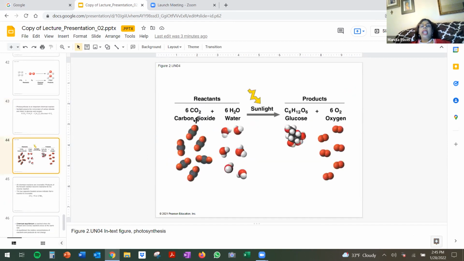So here we are looking at carbon dioxide gas and water, which are the reactants. When sunlight energy is absorbed by the plants, carbon dioxide gas is absorbed in the presence of sunlight, uses water to form glucose, and oxygen is released.